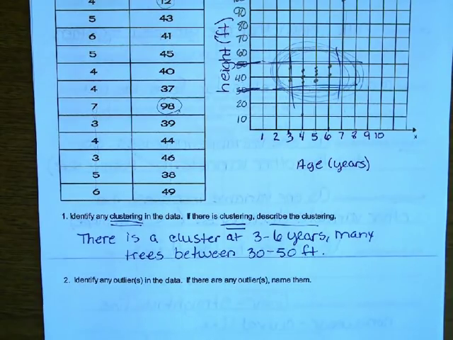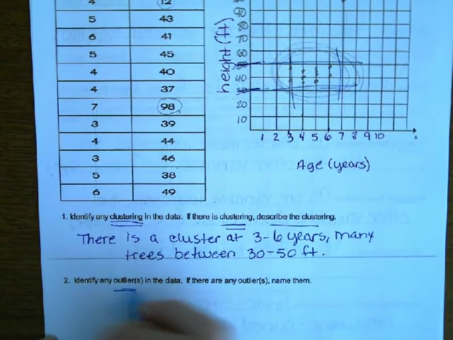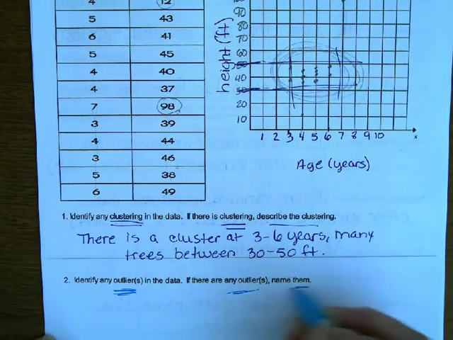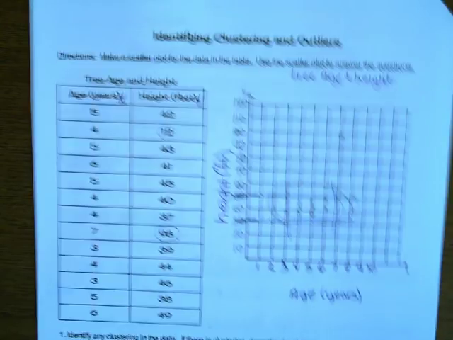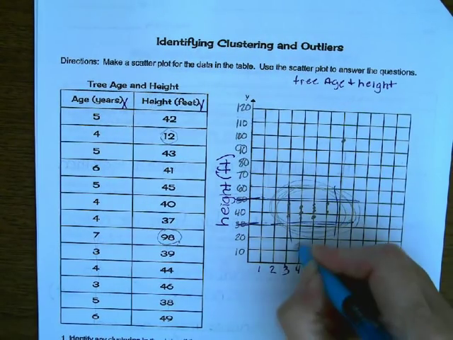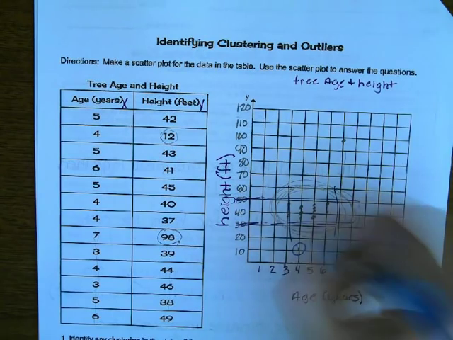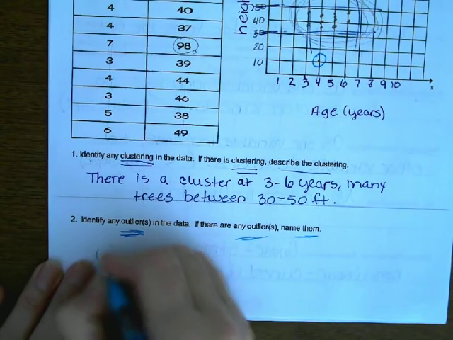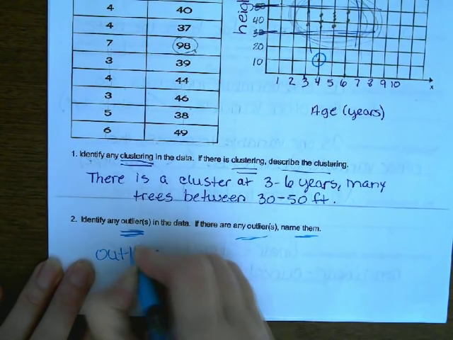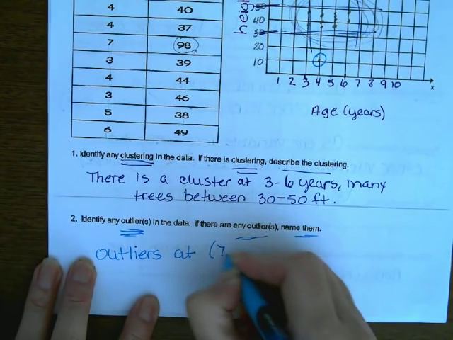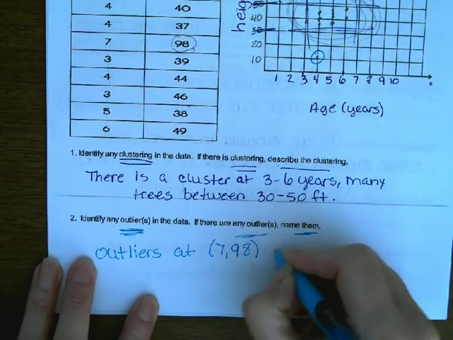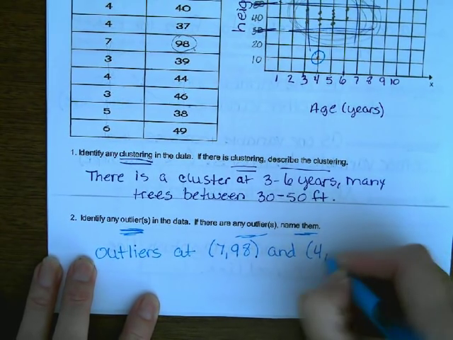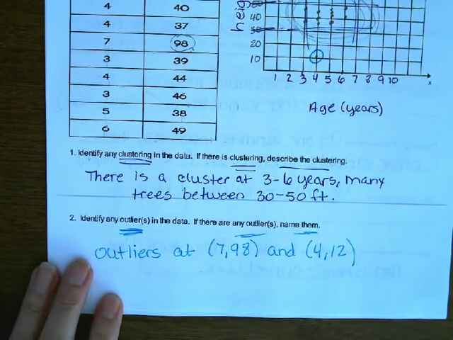Okay? Now we need to look to see if there's any outliers in our data. And if there are, we need to name them. So let's take a look at this data again. And I see that this point is pretty far away from everything else. And so is this point right here. So we're going to name our outliers. I found 2 of them. So we have outliers at, and the first one was 7, 98 and 4, 12. Those are kind of where our outliers are. Okay?